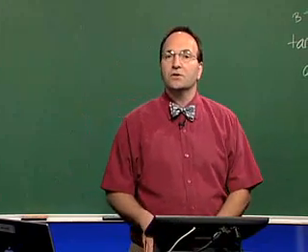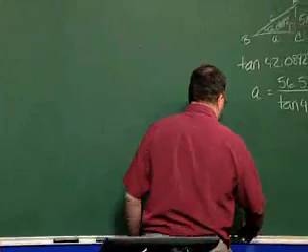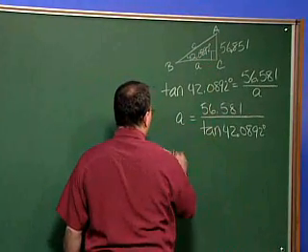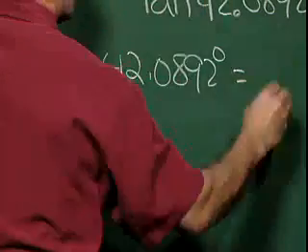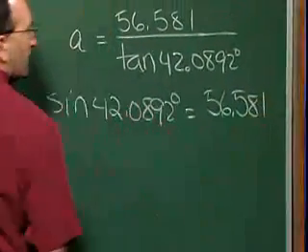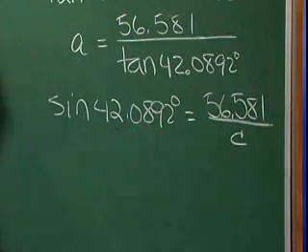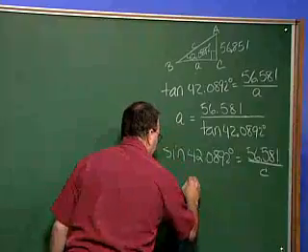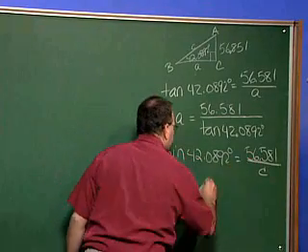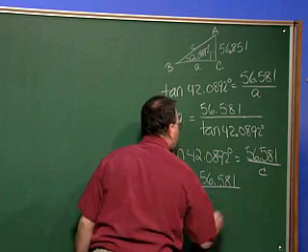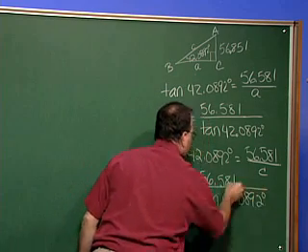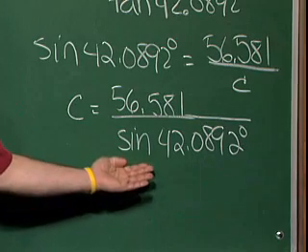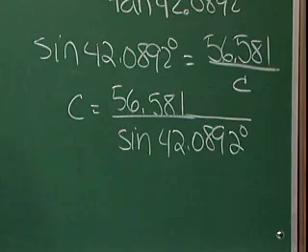To do that, we can use either sine or cosine. So I'm going to start off with the sine. We have the sine of 42.0892 degrees is equal to the side opposite, which is 56.851, over the hypotenuse, which is C. Therefore, C is equal to 56.851 divided by the sine of 42.0892 degrees. Once again, let's hop onto the calculator and plug that in to find our answer.